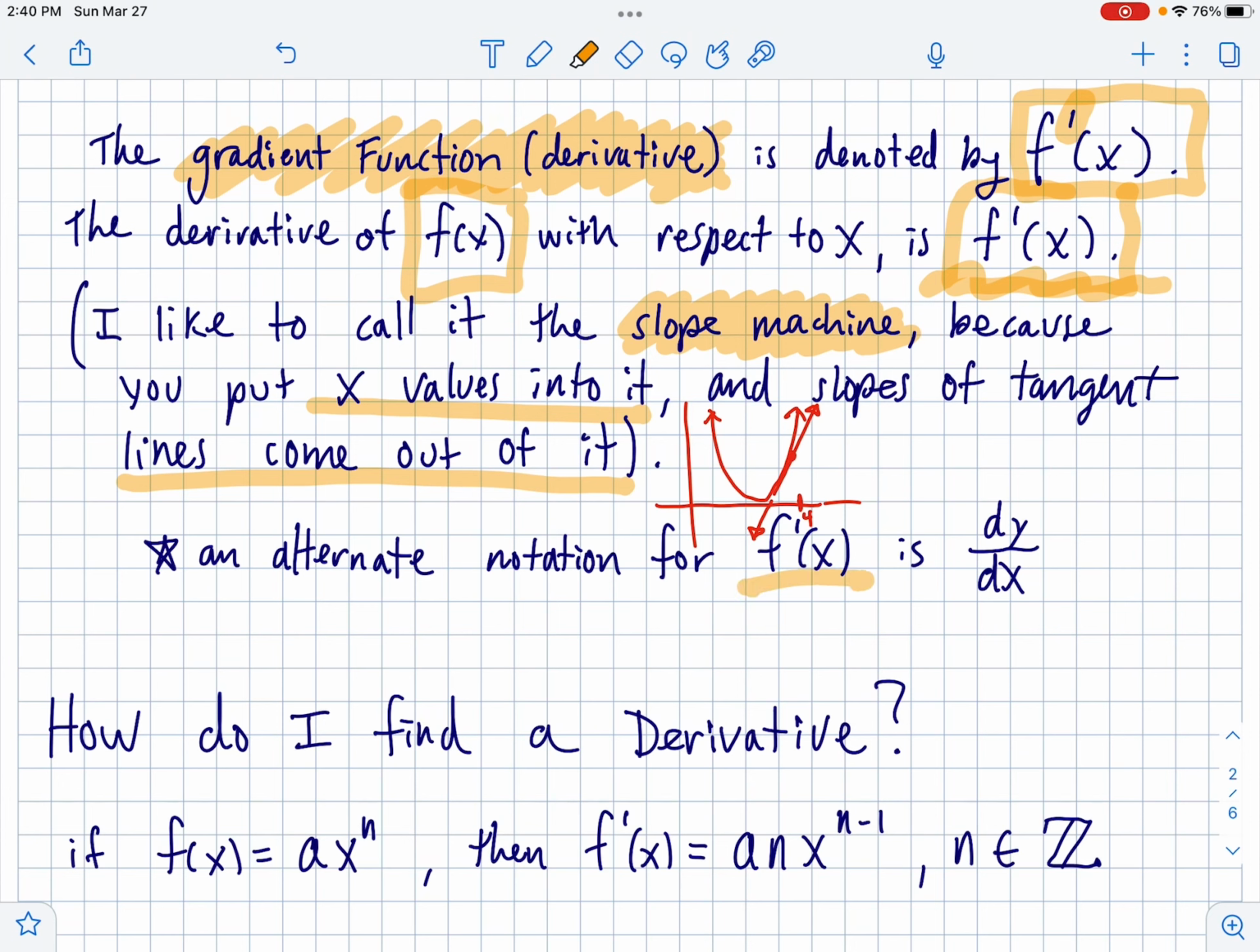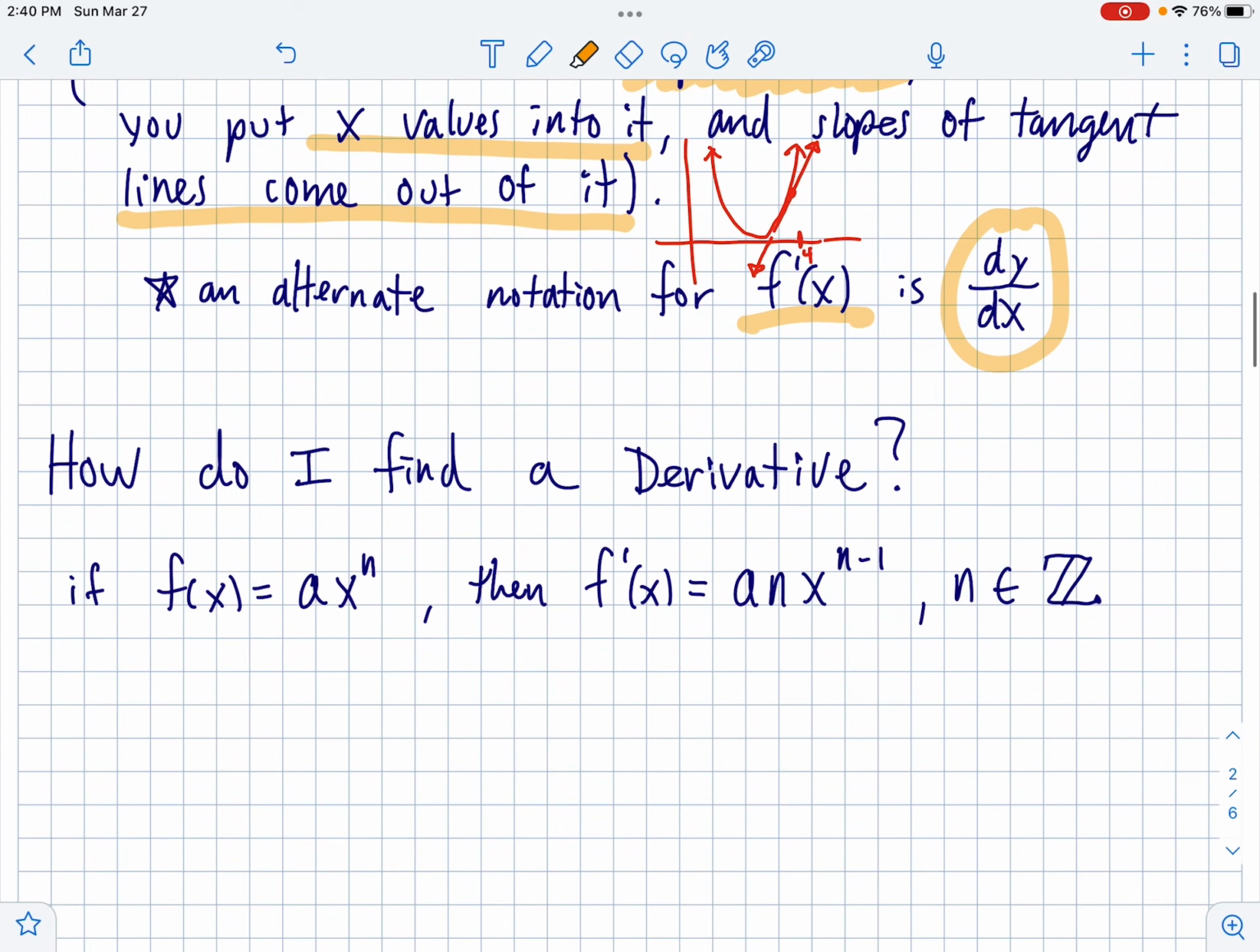Couple more notations, and we're going to do examples of all this derivative stuff to make it more clear. Sometimes they don't write f prime of x, they write dy dx, which is another way that we can write derivatives. I'll do my best in the examples today to change it up and use them both.